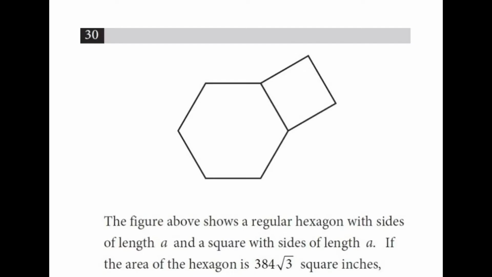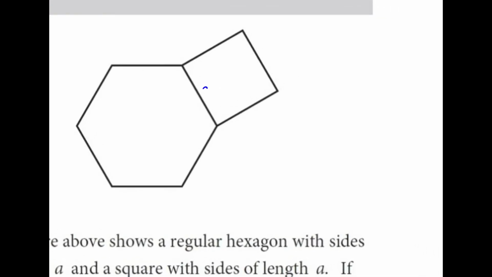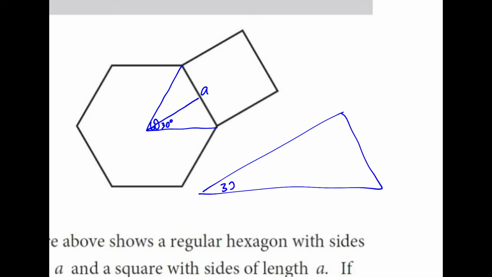This is a tough one. Regular hexagon has a side length of A. I divide that into 6 equal parts, and I draw a line down the middle. My central angle is going to be 60 since there's 6 of them. So this angle is 30. Let's draw that triangle out here. Angle of 30, this is 90, this is 60.